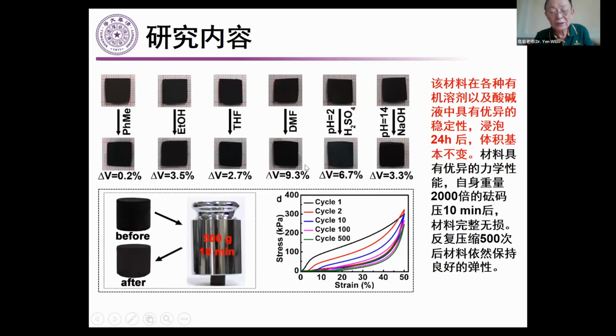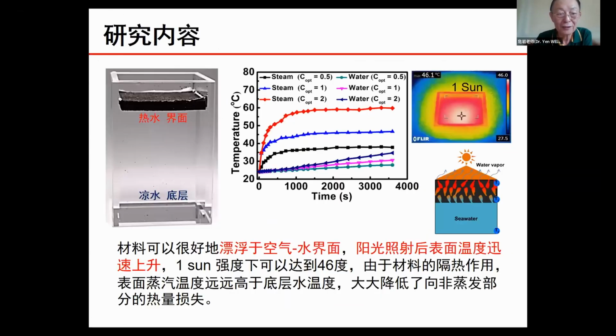All right, this material is a typical cross-linking material, has very strong mechanical properties, you can see, and has excellent anti-solvent, anti-base and acid resistance, anti-solvent, okay, and good mechanical properties. You can soak that in seawater for months without decomposition.